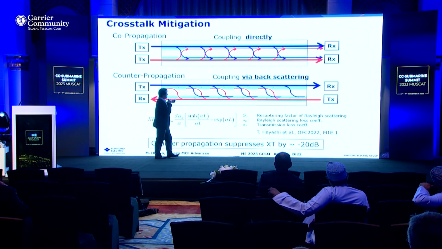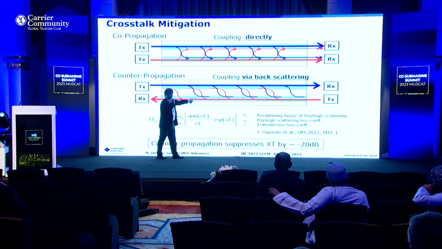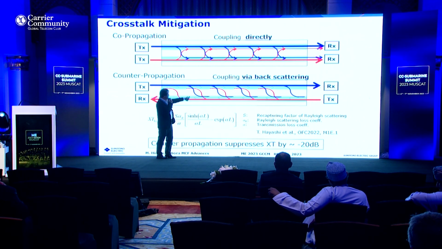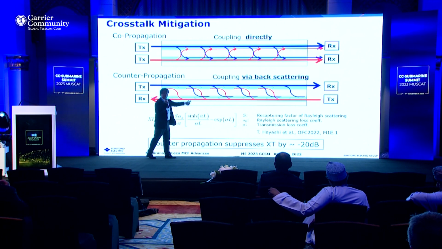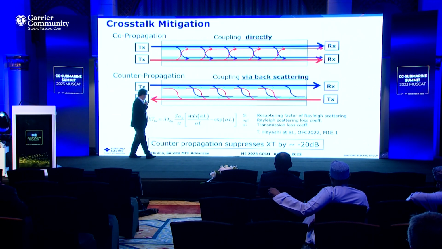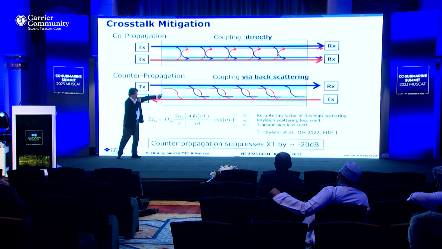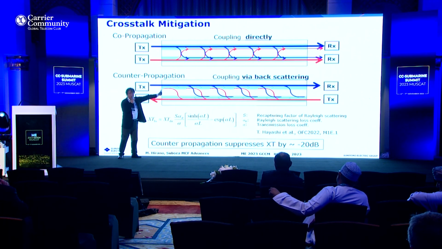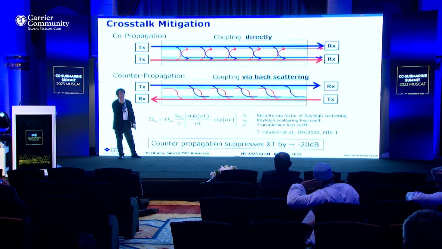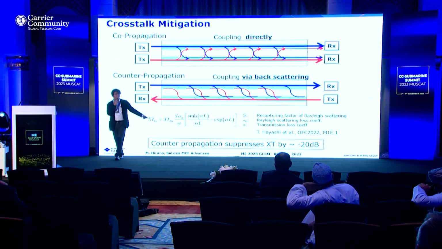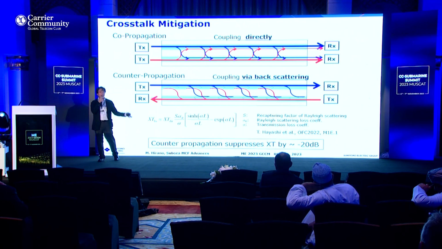What is important is the backscattering of the coupled signal. And the backscattering efficiency is about minus 20 dB lower compared to the signal coupling only. So the noise, or crosstalk, can be suppressed by minus 20 dB.